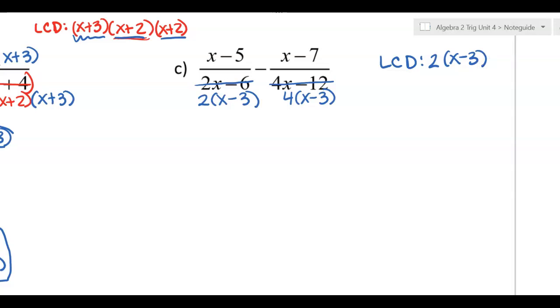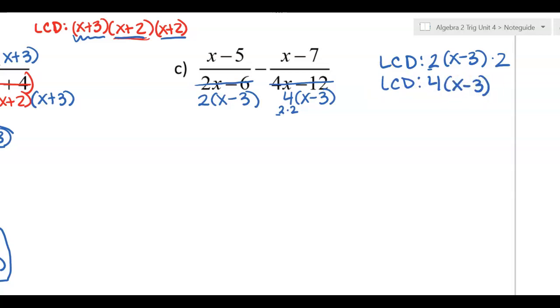What else? Okay, so I hear 4, another factor of 2 basically, right? Like we can think of 4 as being 2 times 2, and we already have one of those 2's. So we just need to multiply an extra 2 in there. Is that okay with everybody? So overall our LCD is 4 times x minus 3.